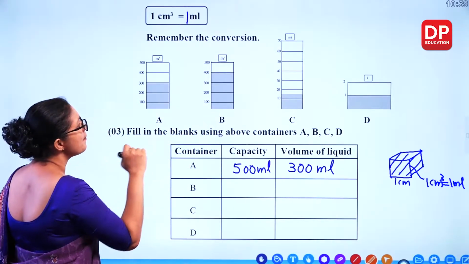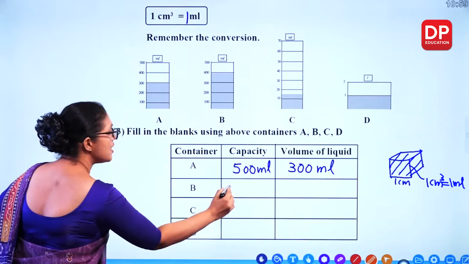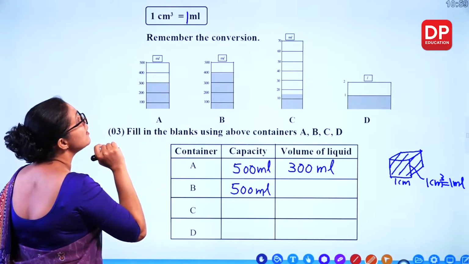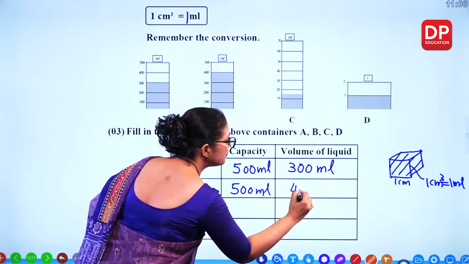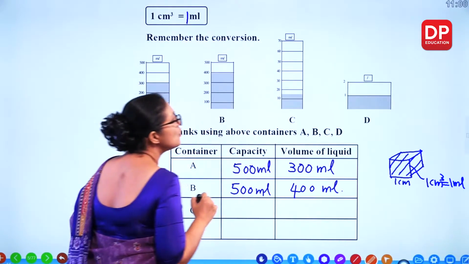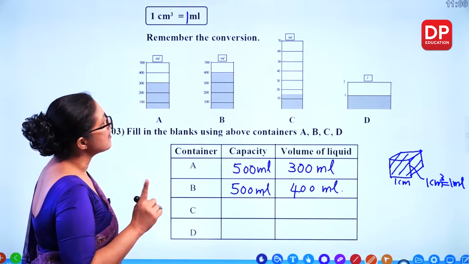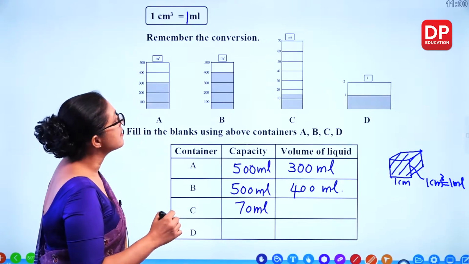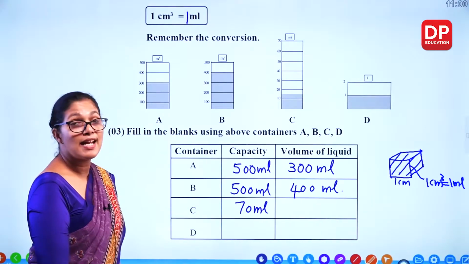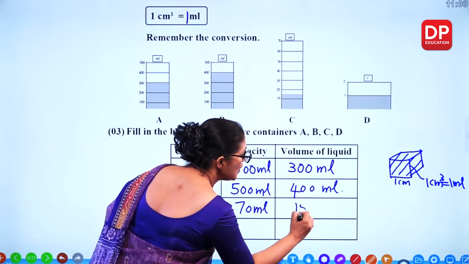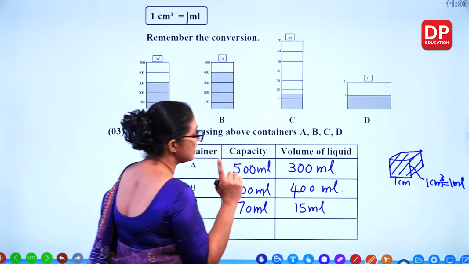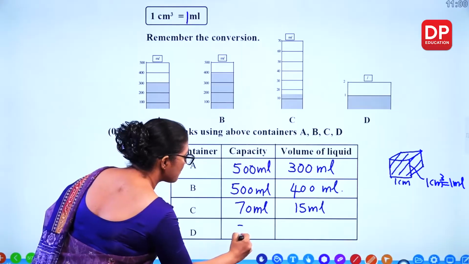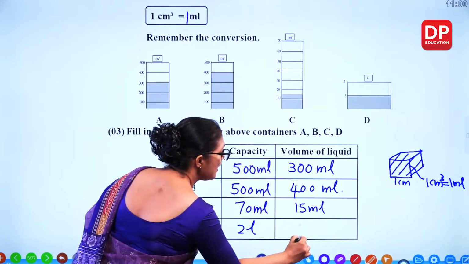Look at container B. The maximum point is 500 milliliters, and the volume of liquid is 400. Look at the third one, C. The maximum is 70 milliliters and the volume of liquid is between 10 and 20, that's 15 milliliters. And D: full is up to 2 liters and the liquid contains only 1 liter.